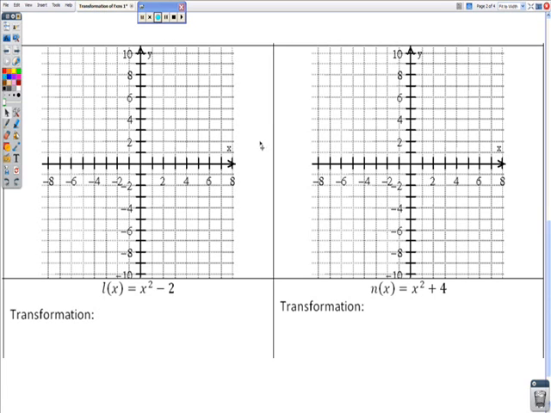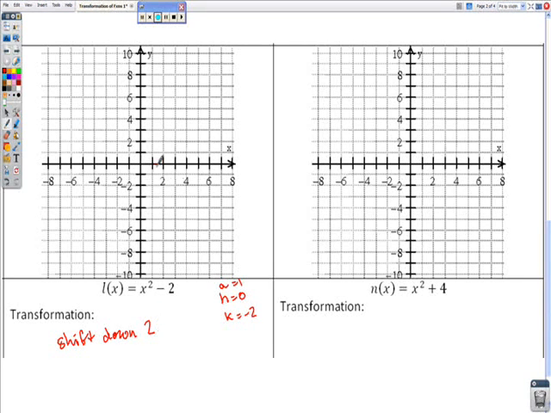Okay, here we have x squared minus 2. This minus 2, what's going on with it? Now, I take x and I square it first. Nothing happens to x before I square it, which means h has to be 0. And then I subtract 2, which means k is negative 2. And there's nothing else going on, a is 1. So this is going to be a shift down, because k is negative 2.